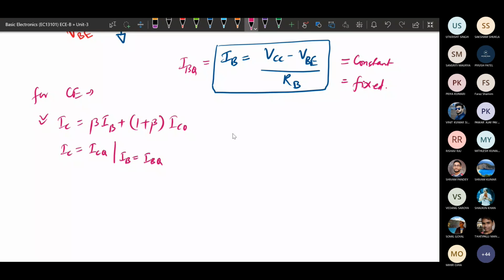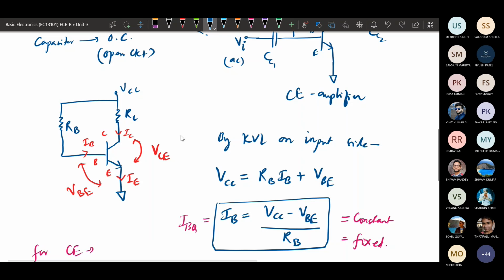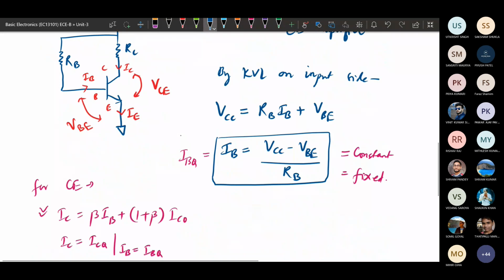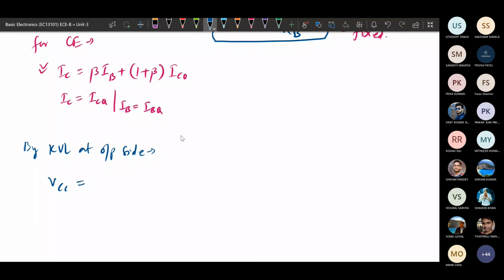Okay, so once we have the IBQ, we can get ICQ. Once we have ICQ, at the output side by KVL we can get the following. If we apply KVL at the output side, VCC will be equal to RC into IC plus VCE. Okay, so this will be the KVL at the output side. So here VCC is equal to RC into IC plus VCE.